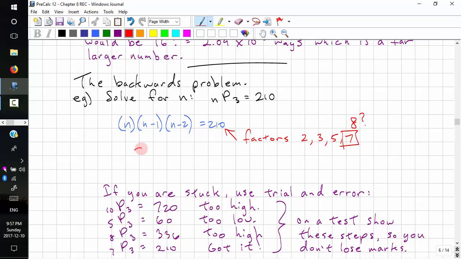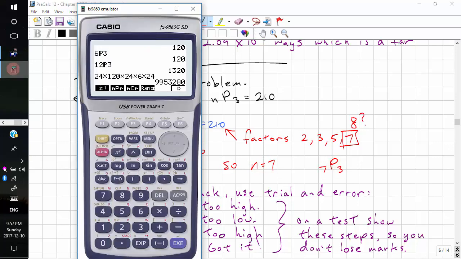So we must have 7 times 6 times 5 equals 210. Well, we'll verify by hand. 6 times 5 is 30. 7 times 30 is 210. So n equals 7. And if you try this on the calculator, 7 pick 3. We get 210.